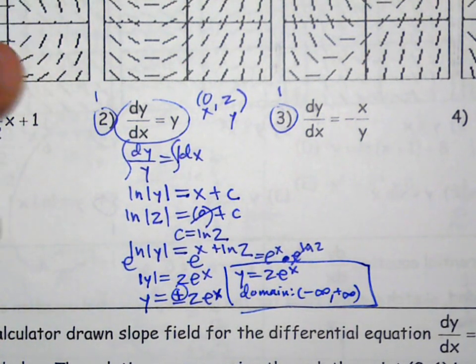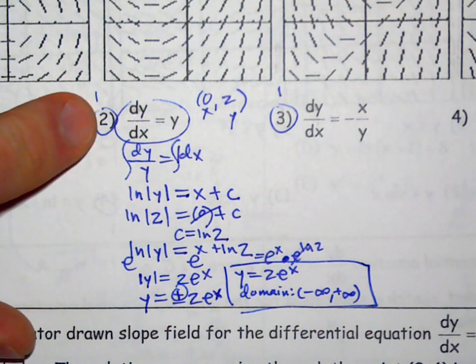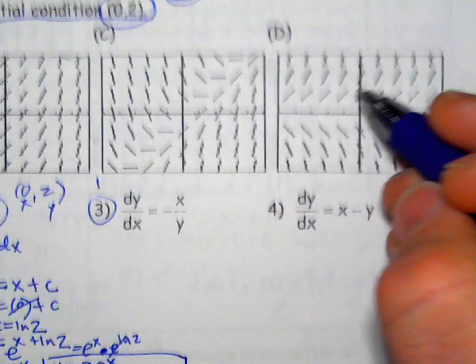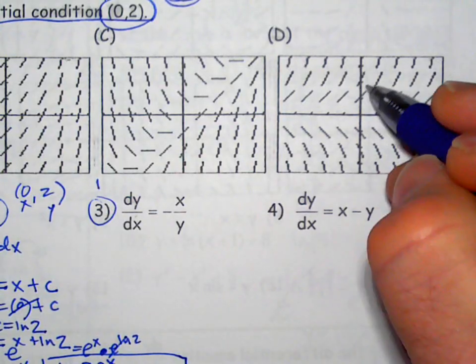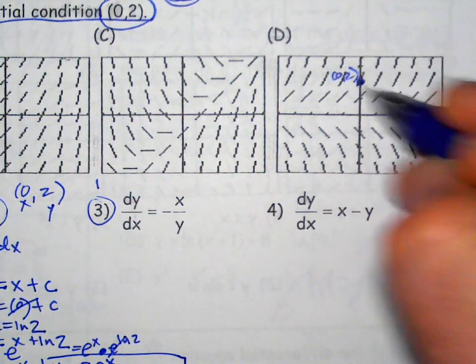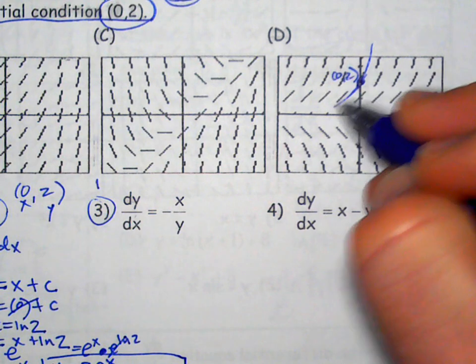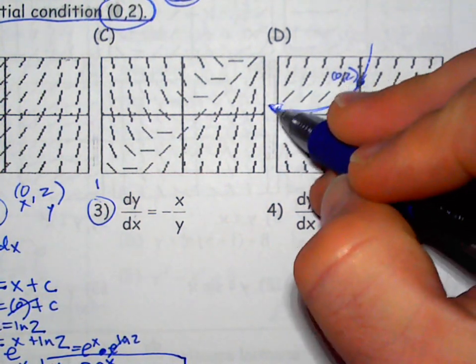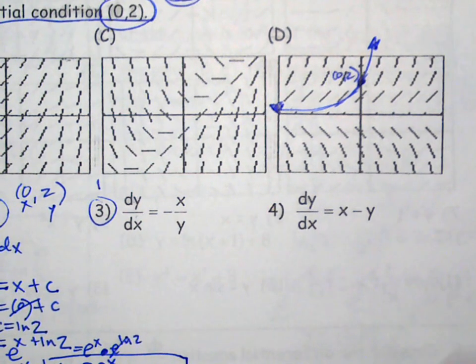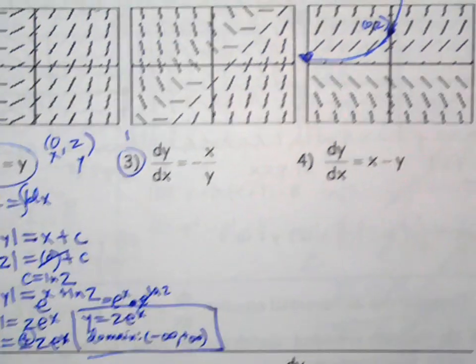Now, the graph that you already matched up to number 2 should look like an exponential. And that one looks like D. And if you go even further and put in that initial condition and follow that slope field, this is what you get. Now it's an exponential. That looks like that. We know how to graph exponentials pretty well, and so that makes sense.